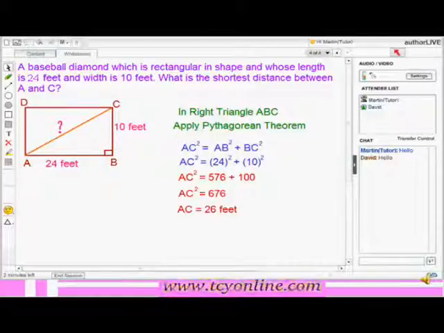Now, in right triangle ABC, we can apply the Pythagorean theorem, according to which hypotenuse square is equal to base square plus altitude square. That means AC square is equal to AB square plus BC square. We plug in the value of AB as 24 feet and BC as 10 feet. On simplifying, we find that the measure of AC is equal to 26 feet.